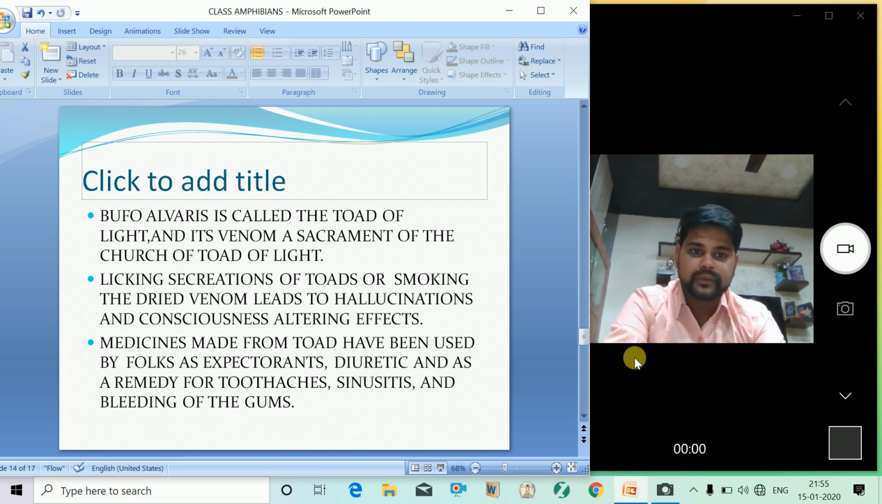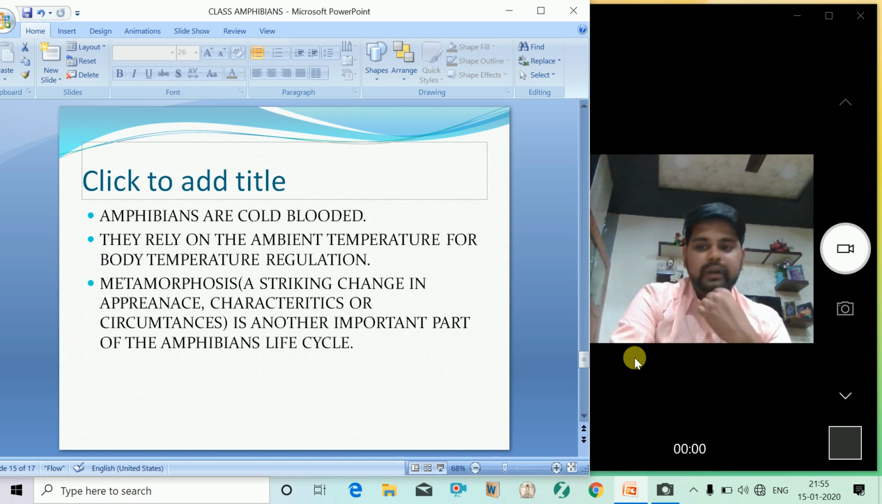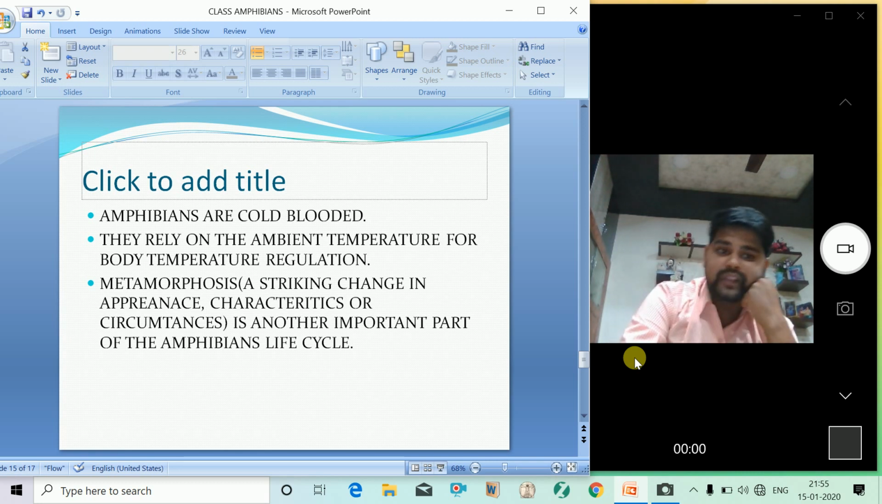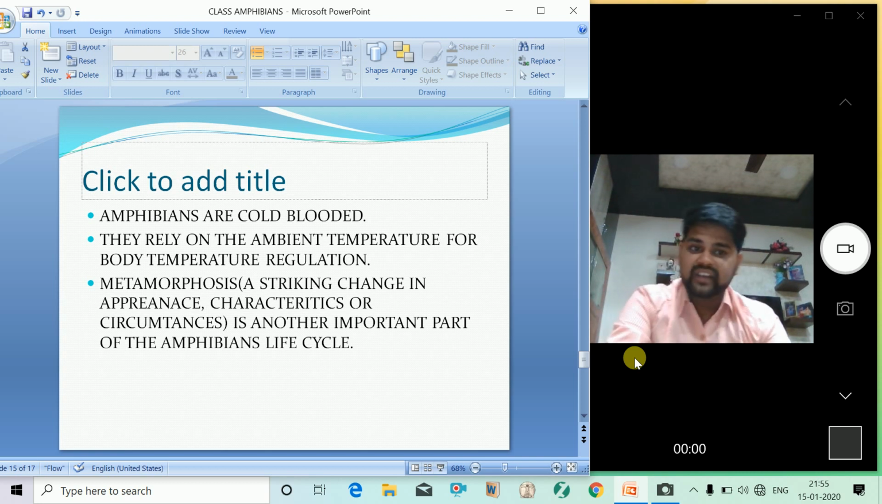bleeding from the gums. Amphibians are cold-blooded. They rely on the ambient temperature for body temperature regulation. Metamorphosis is a striking change in appearance. This is the stage at which the larva of a toad develops. It is another important characteristic of the amphibian life cycle. We may find this trait in the sensations of the Bufo cycles, or the members of the Bufo cycles.